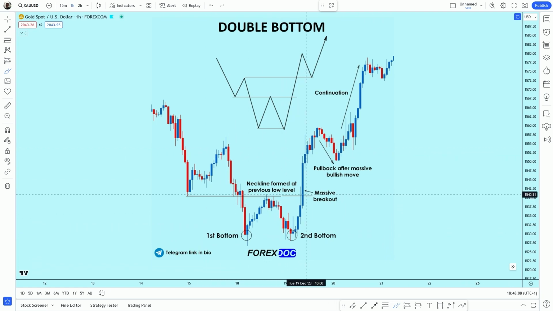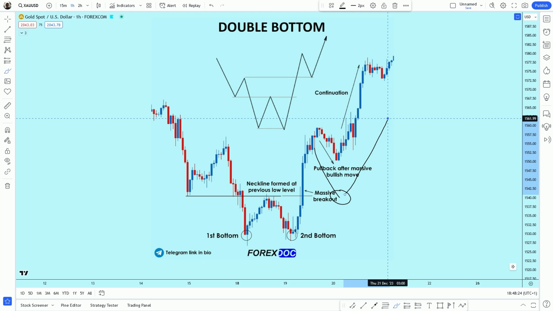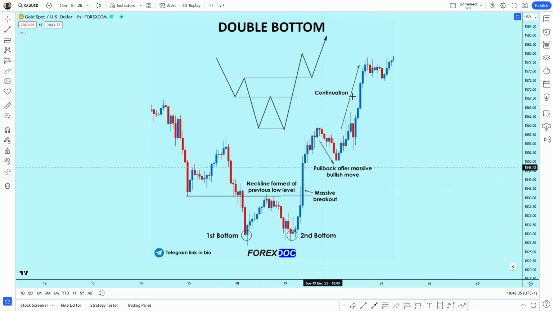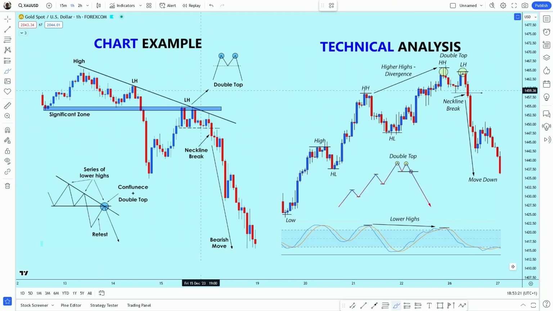You can enter here after the neckline breakout, which is a much better entry point, and also you can wait for a retest of this neckline and then look to enter. In this example, we can see that the retest didn't occur, so sometimes it's better to enter after a neckline breakout. Now let's look at this example of a double top formation.